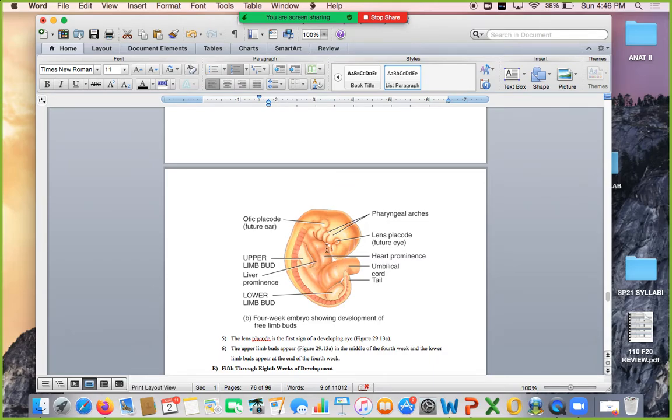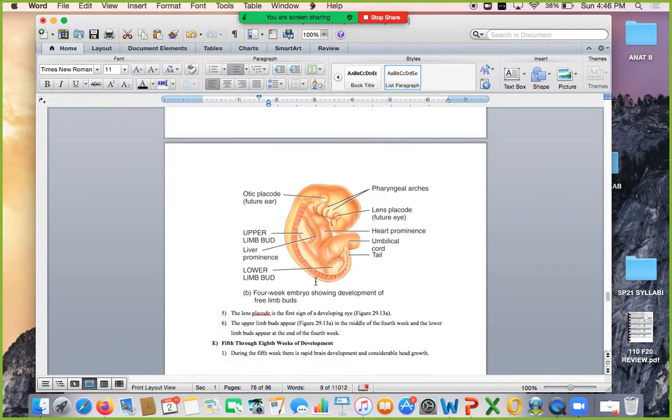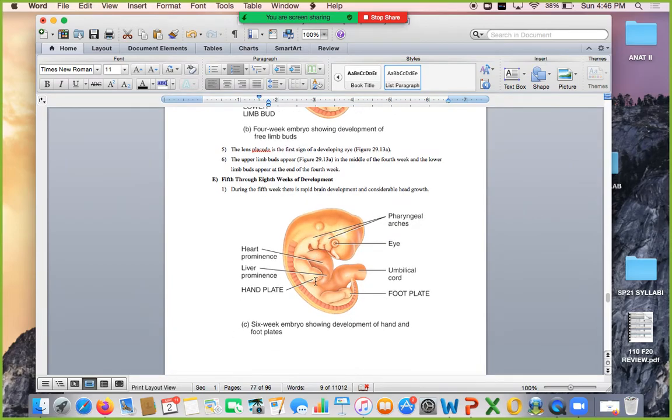This here is a heart prominence, or a pouch where the heart is going to be developing. Remember, the heart's going to have to fold a couple of times, so it's going to need a lot of space to do that. And then here's a liver prominence, which is an area where the developing liver is going to be taking place.